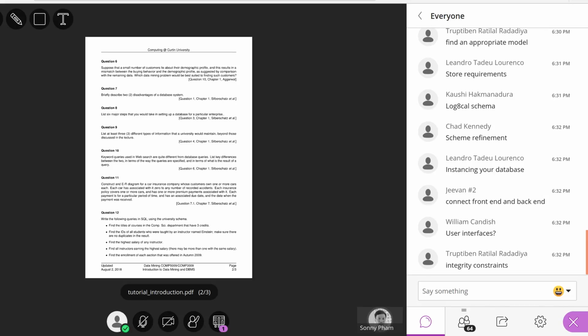List at least 3 different types of information that the university would maintain beyond those discussed in the lecture. So what are those in the lectures? Those in the lecture are those in the slides that I mentioned. So what about 3 different types of information that a university would have to maintain? In the slides, I'm not sure if you recall it.